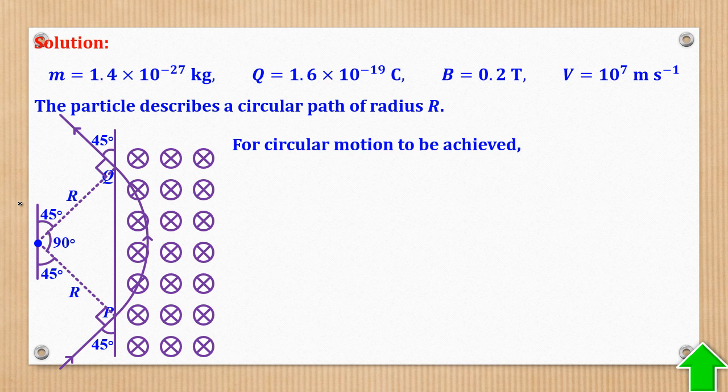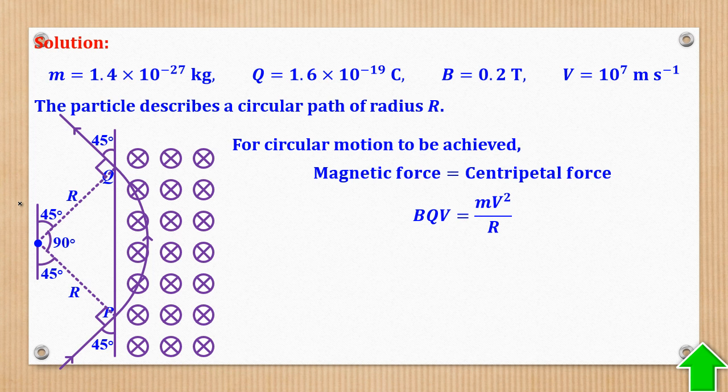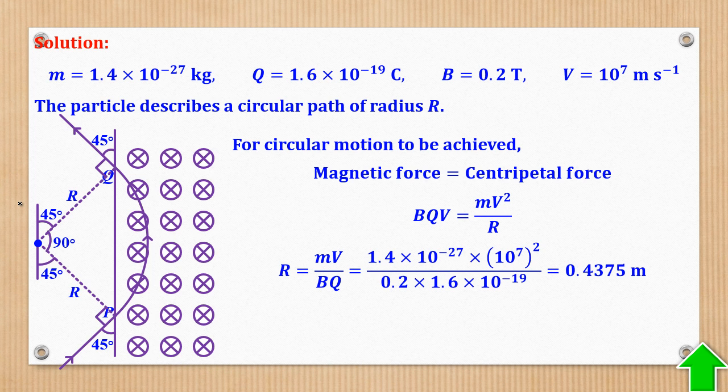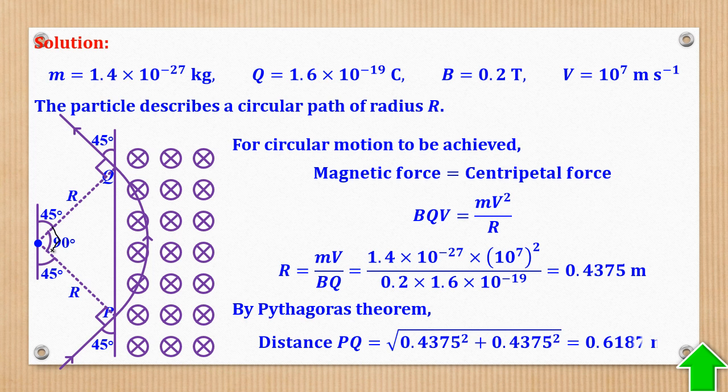So for circular motion, magnetic force provides the necessary centripetal force, meaning I can make r the subject. So that will be the r, but remember the distance they want is distance PQ. So once I know r, I can use Pythagoras theorem because this angle is already 90. Come up with the required distance.